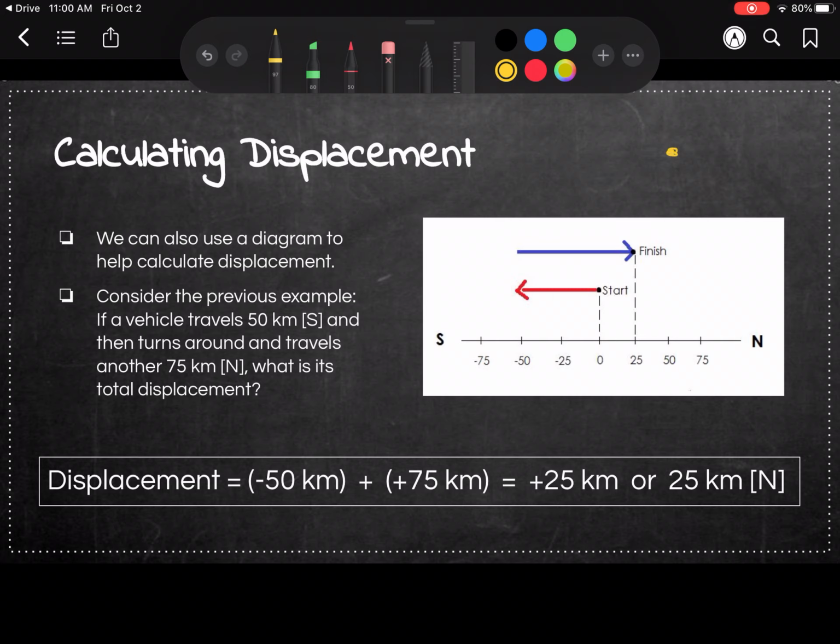Read the question. So if a vehicle travels 50 kilometers south, I would draw an arrow down and write 50. And then it turns around and travels another 75 kilometers north. What is the total displacement? So really, the displacement is the distance between here and here. So that little chunk. Maybe I can see it better in my head that way.